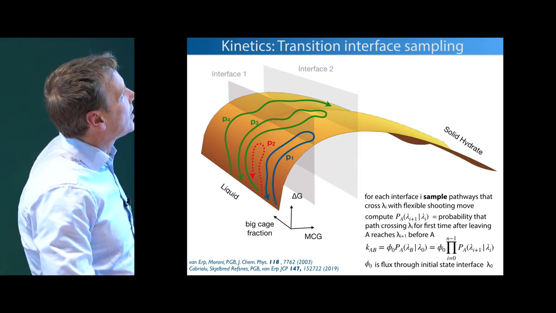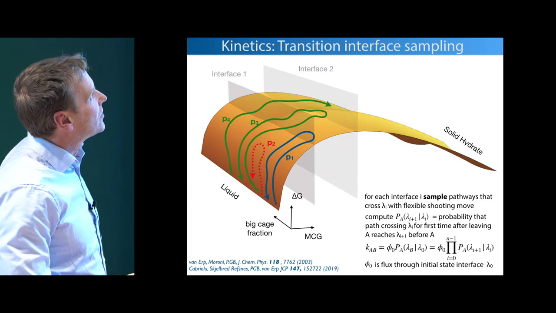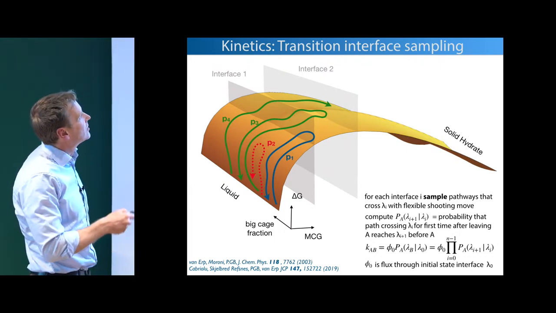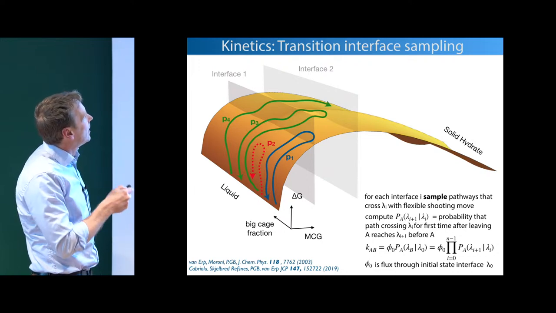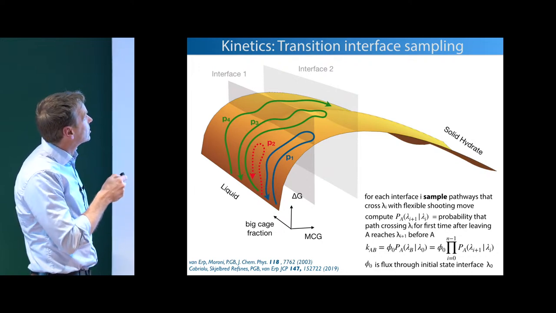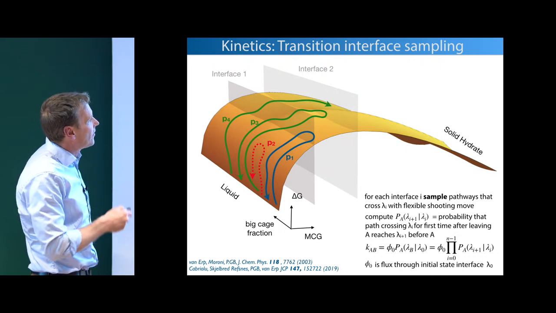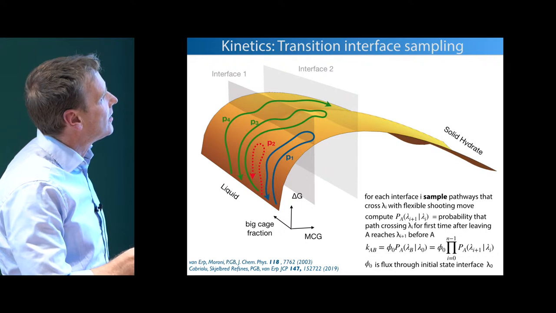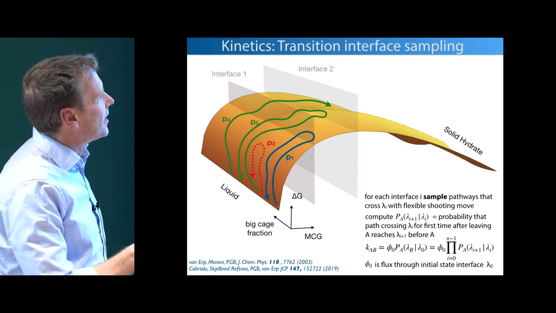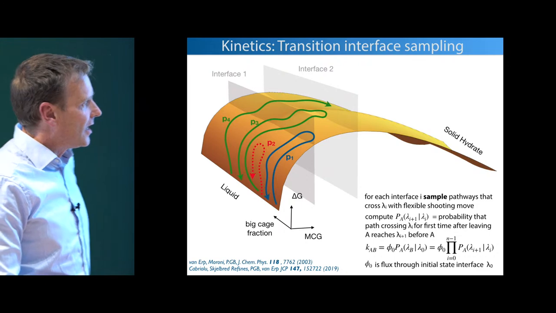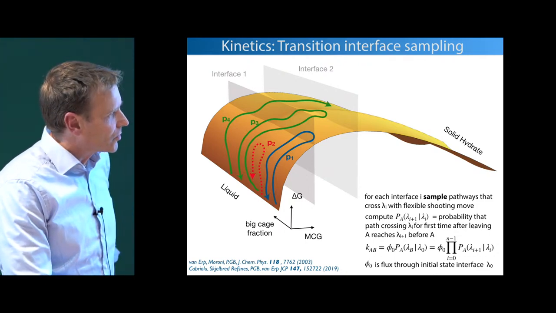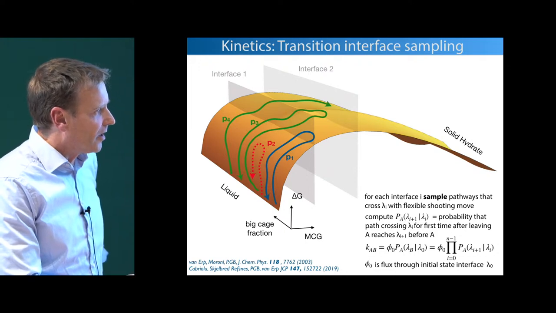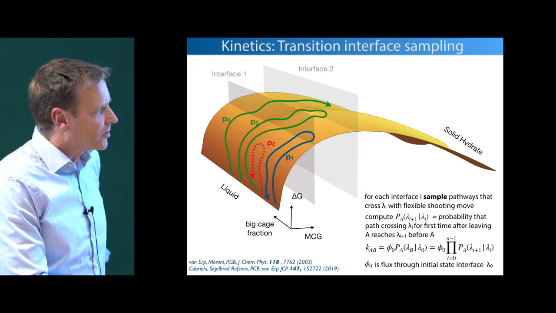So we also can do kinetics. Actually, we use the transition interface sampling method, where we introduce a number of milestones, and these are given by these gray surfaces. We call them interfaces, and then you can compute the probability for a path to reach the next interface, provided that it crosses the first interface. And by stratification, you can then construct this exact equation, where we express the rate constant as a product of all these crossing probabilities.